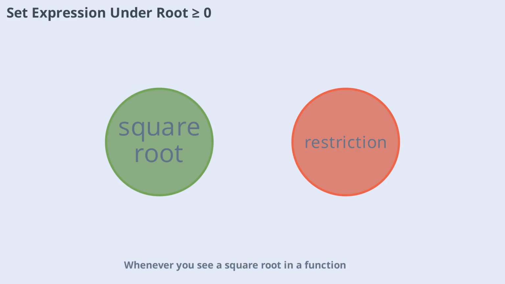Whenever you see a square root in a function, always set the expression inside the root greater than or equal to 0.